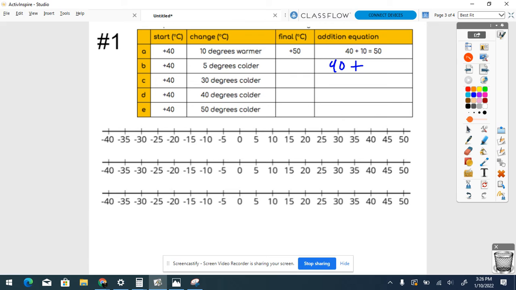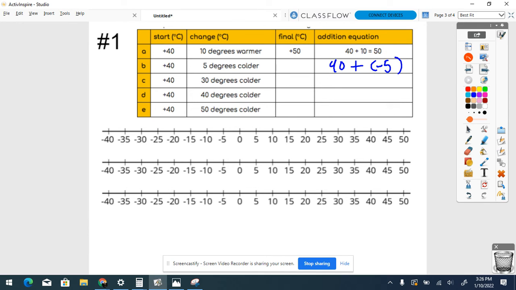So if the temperature is going to be colder, what do you think we're going to do? Are we going to add a positive number or a negative number? Remember, if temperature gets colder, it's going to be a negative number. So to get 5 degrees colder, I'm going to add -5.